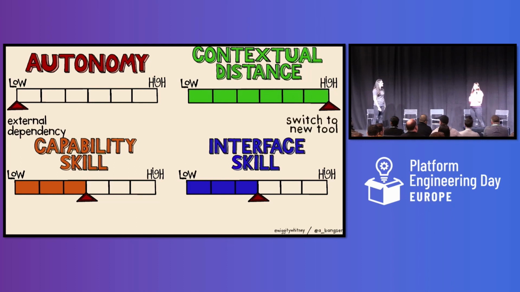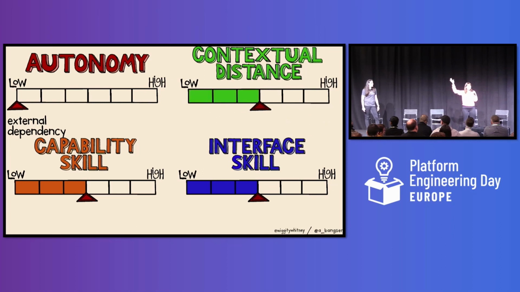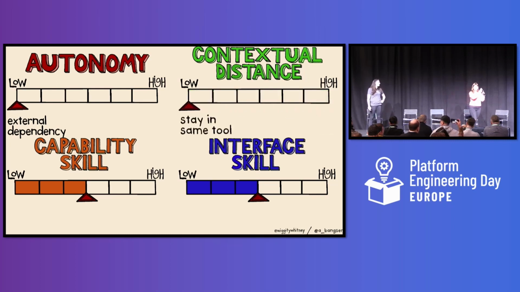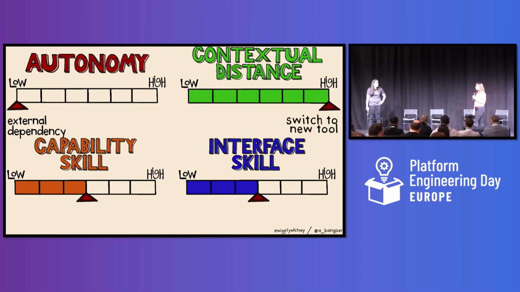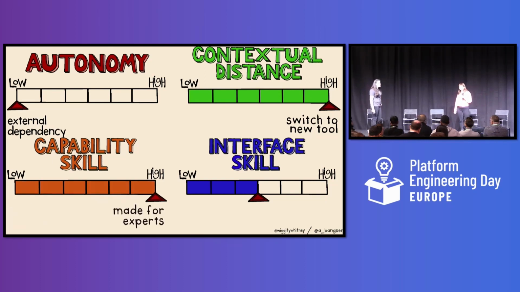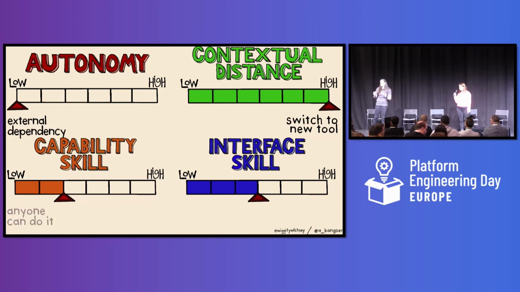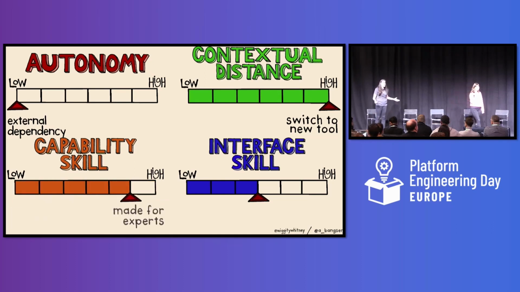And then we talked about contextual distance, which is where you are when that light bulb goes off that you need the capability, or more importantly, where your user is when their light bulb goes off. Do you want to give them the capability where they are so they keep their flow, or do you want to ask them to switch context so they get a bigger picture view? And the third one was capability skill. This is whether or not your users need to be experts in the capability they're getting access to, or is this something that anyone can do and anyone should be able to benefit from?